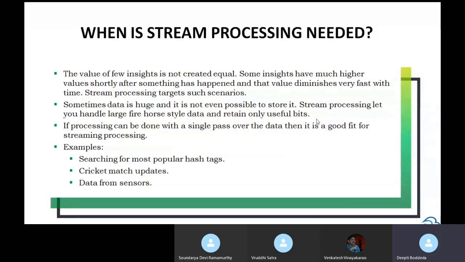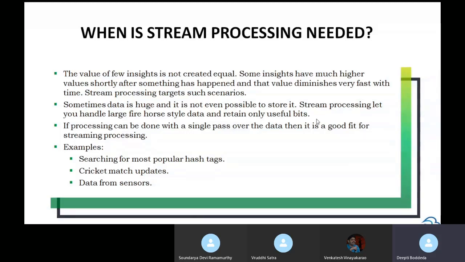Next, when is stream processing needed? There are a few insights that are not created equal. There are a few insights whose value diminishes very fast with time. For example, searching for the most popular hashtags. Suppose you want to search for the most popular hashtags for the past 1 hour, and some hashtag X is the most famous for this hour. When the hour changes, the value of this hashtag is no more important, like its value has decreased. Same with cricket match updates, and same with data from sensors.